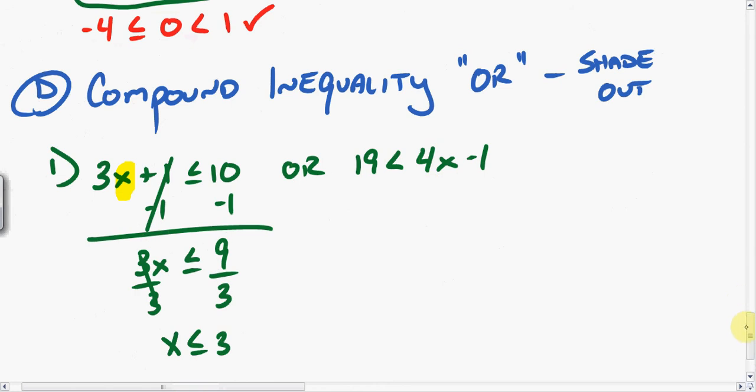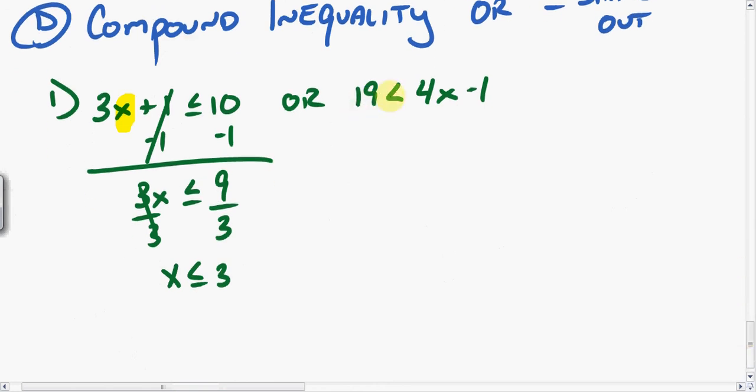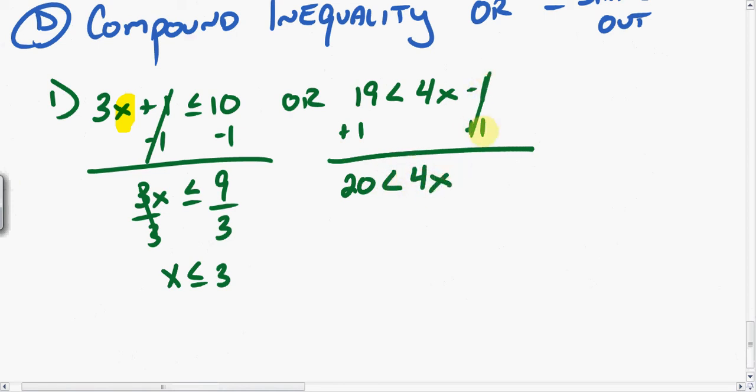Now I'm going to solve the next inequality. 19 is less than 4x minus 1. So I'm going to add 1 to both sides. 19 plus 1 is 20. So I have 20 is less than 4x, because negative 1 plus 1 is 0. Next, divide both sides by 4, and we see x is on the right-hand side of the inequality now, and 20 divided by 4 is 5. So we see 5 is less than x, or x is greater than 5.